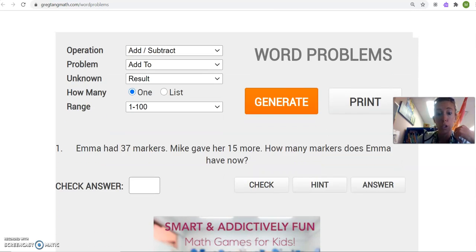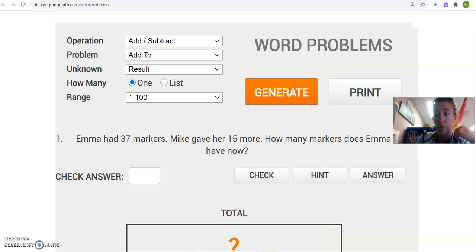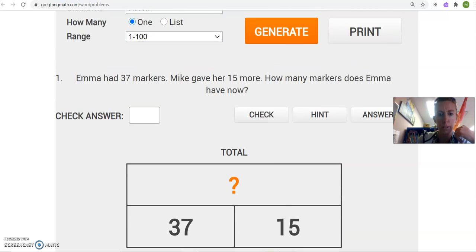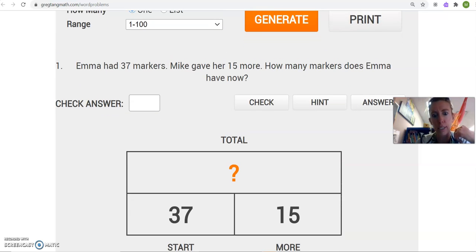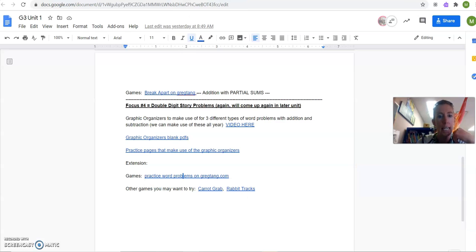And then I have some word problems for myself, and it gives you a hint with a picture so I can see kind of, okay, what am I supposed to do? Oh, yeah, that's from that graphic organizer. I can just add those two together. So it's nice. And then other games that you know of, Rabbit Tracks and Carrot Grab, whether you want to go there or not this year.